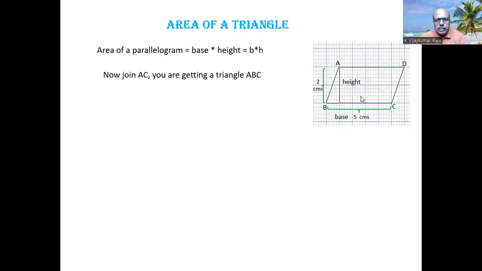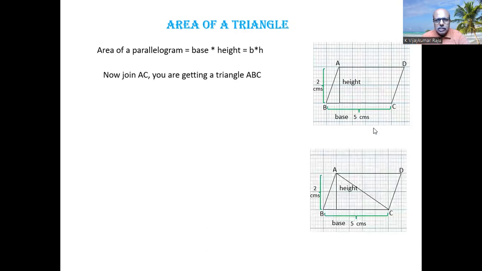When you join A and C, you get a triangle here. Suppose I join this, you'll get one triangle here, isn't it? See, it is a triangle here. So we are getting triangle ABC. So this is a triangle.